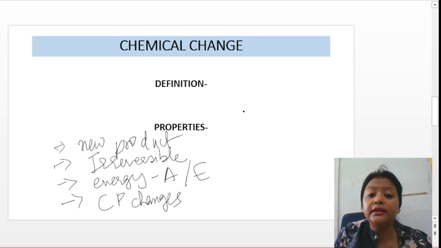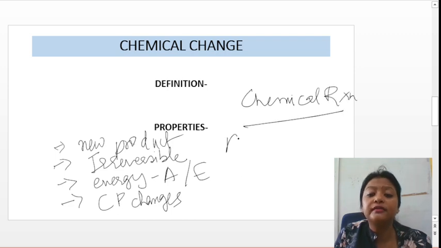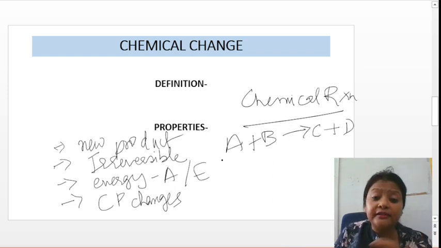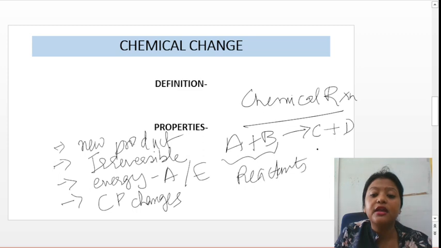Also remember, a chemical change is a reaction. It's called a chemical reaction. Very important. What is a chemical reaction? Suppose there are two substances, A plus B. When they react, they will form a new product, C or D. The substances which are reacting are known as reactants, and the new products that are formed are known as products.